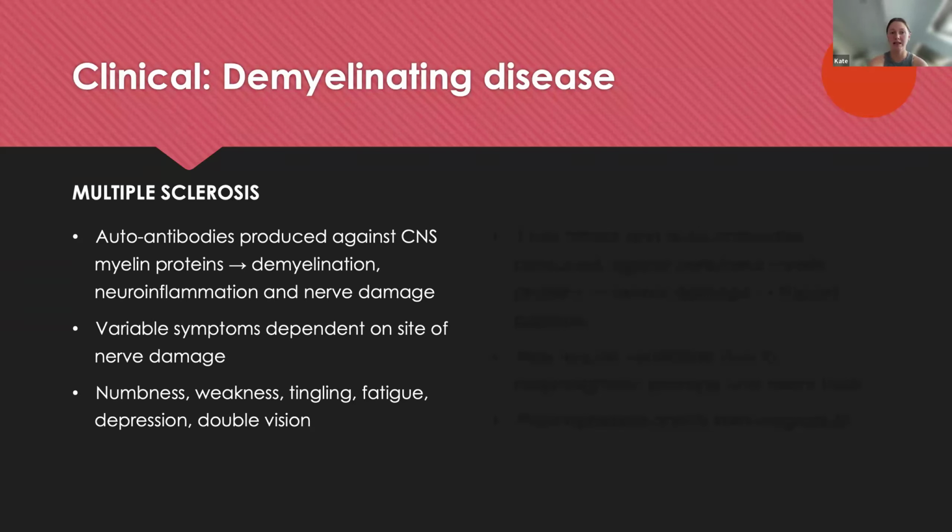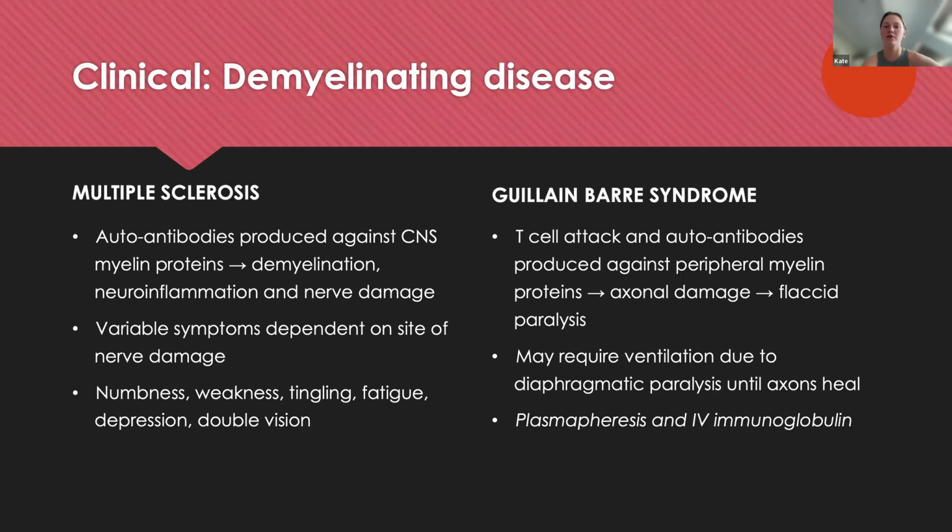And on the other side, in a more short course, is Guillain-Barré syndrome, where you have T-cell attack and autoantibodies against peripheral myelin proteins. This happens in the peripheral nervous system, and this causes a flaccid paralysis, which sometimes requires ventilation because it can affect the muscles in your diaphragm. This can be treated with plasmapheresis, which is filtration of the autoantibodies out of your plasma, out of your blood, or IVIG. Again, this is extra, but quite nice to throw a couple of examples into your essays.